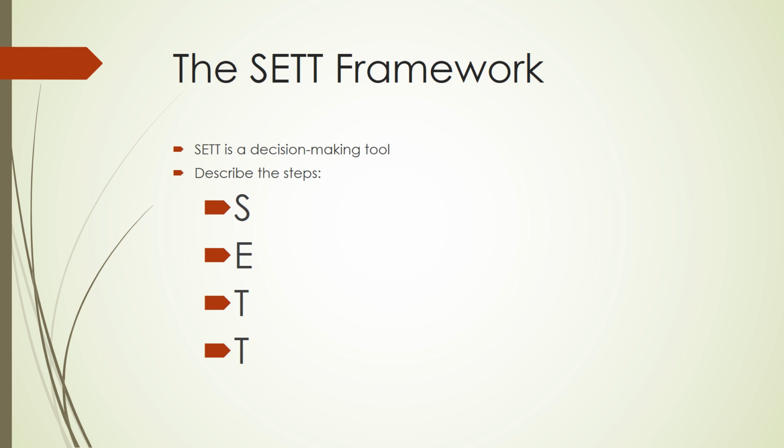So what is the SET framework? It is a decision-making tool specifically designed to use during IEP meetings. The steps include S for the student. And you would think about the student's disability, the student's age. E is for environment. What environment are we thinking about for the assistive technology? T is for the tasks. What tasks are being completed? And tools. What tools would be most beneficial given the situation?